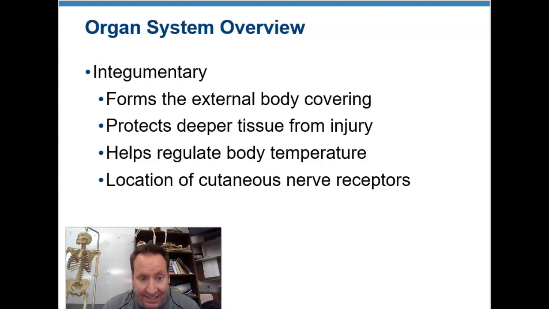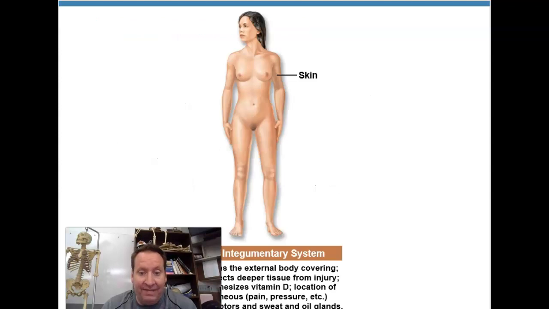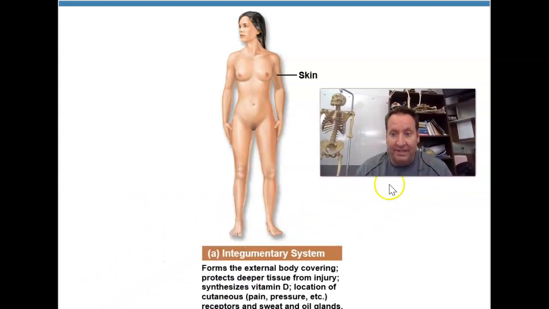The integumentary system has the largest organ of the whole entire body, that being the skin. Now, your integumentary system also consists of other organs, not just the skin. It's your skin, it's your hair, it's your nails. Those are your major organs of the integumentary system.